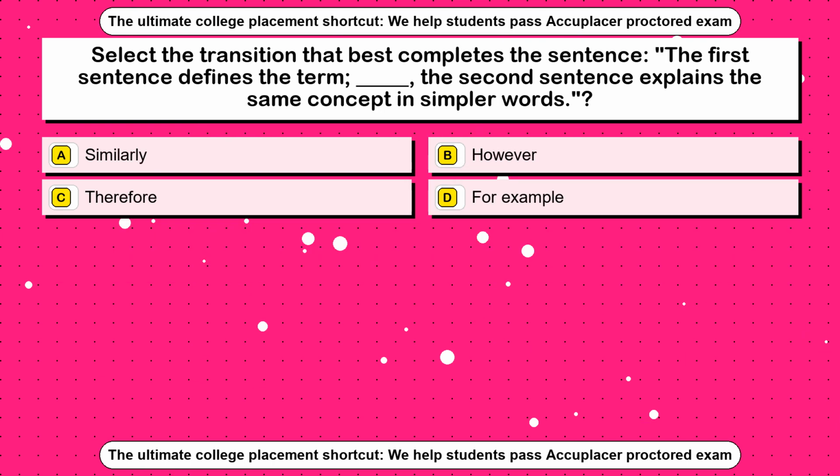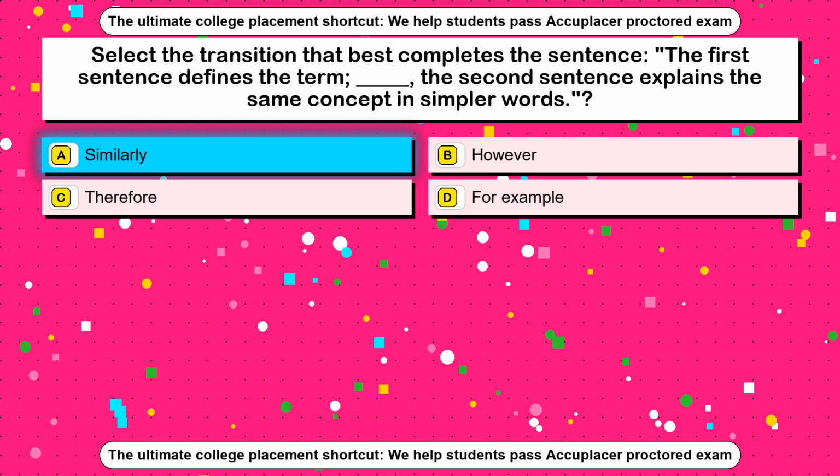Question 69. Select the transition that best completes the sentence. The first sentence defines the term, blank. The second sentence explains the same concept in simpler words. Option A, similarly. Option B, however. Option C, therefore. Option D, for example.